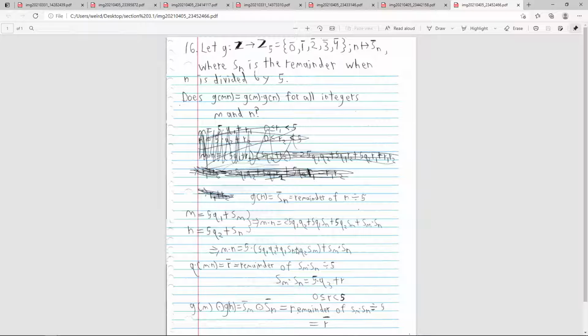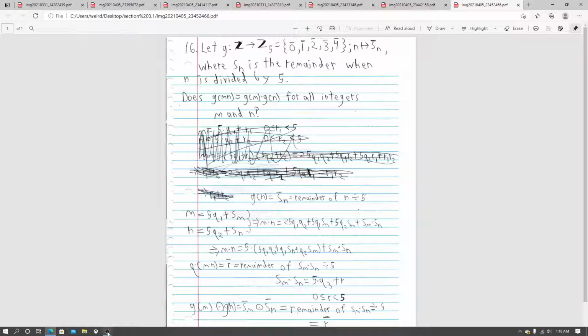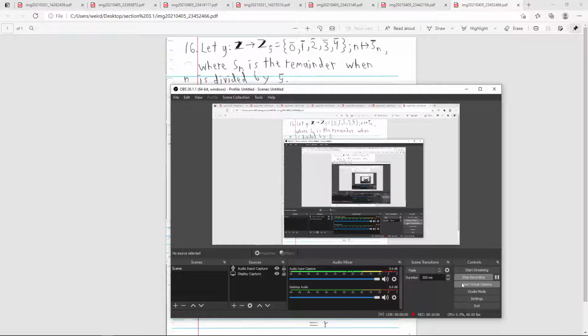It's all shown from how it's done, because we're letting them be equal to the remainder of Sm times Sn divided by 5. And it's not as intuitive as the modular arithmetic example would be, which could be done in a class, but I think you just see how the work is done in it and try to figure it out.